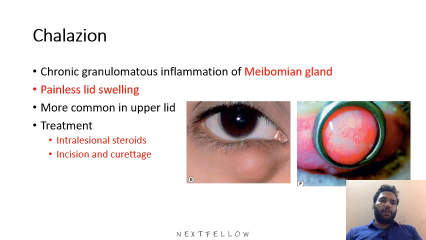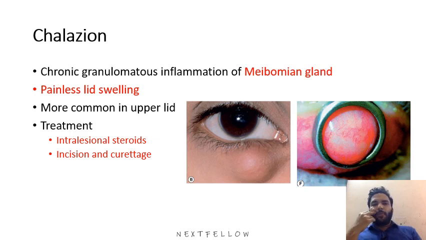This is the most important condition, called chalazion. It's very common. It's a chronic granulomatous inflammation of the meibomian gland. It's a painless lid swelling. The patient just has a swelling, as you can see in this picture. It's most common in the upper lid. Here the picture shows the lower lid.